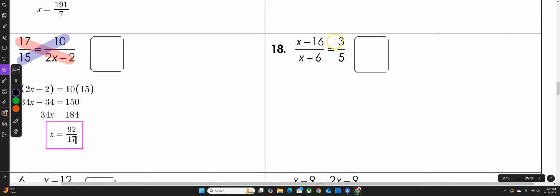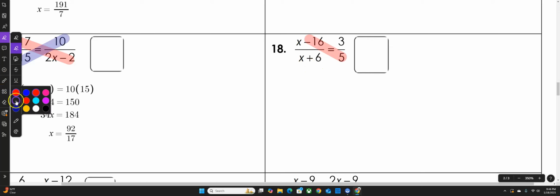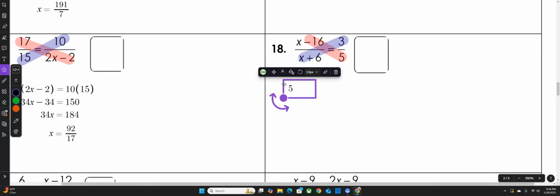All right, number 18, you'll notice that we have an x in both the top and the bottom of the left-hand side. We're not going to change what we're doing. We're still going to multiply the top of the left by the bottom of the right, and the bottom of the left by the top of the right. So that's going to give me 5 times x minus 16 is equal to 3 times x plus 6.